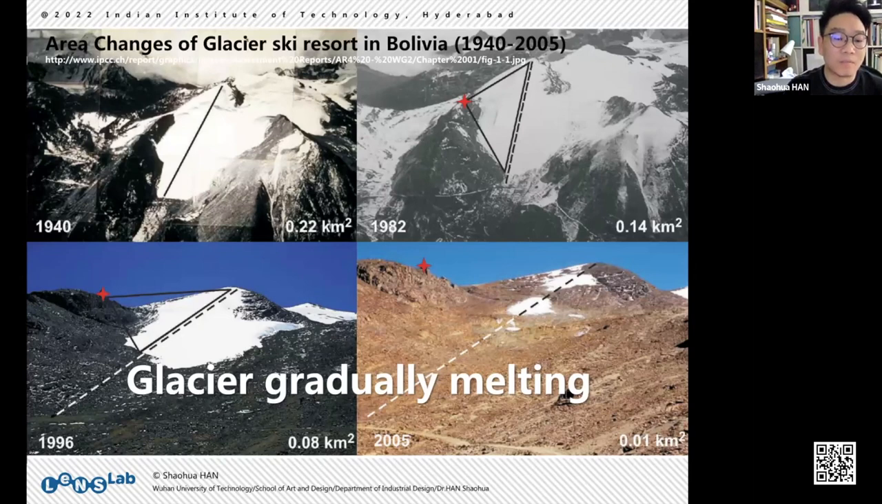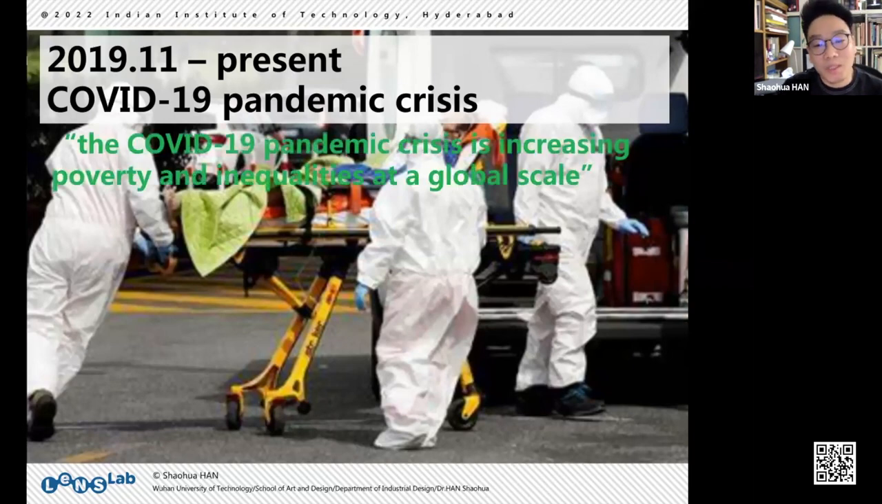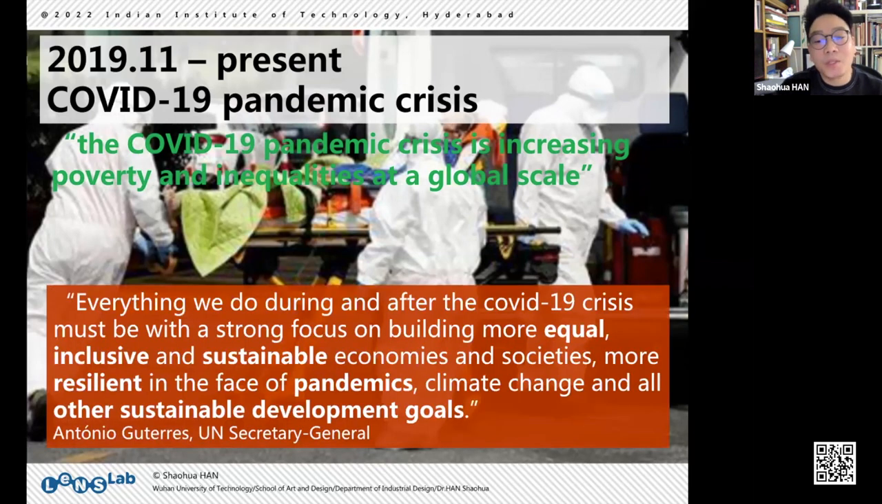So from the UN, there is something I think we can make a note of: everything we do during and after the COVID-19 crisis must have a strong focus on building more equal, inclusive, and sustainable economies and societies, more resilient in the face of pandemics, climate change, and all other sustainable development goals. I think that shows that what we do today is very valuable.